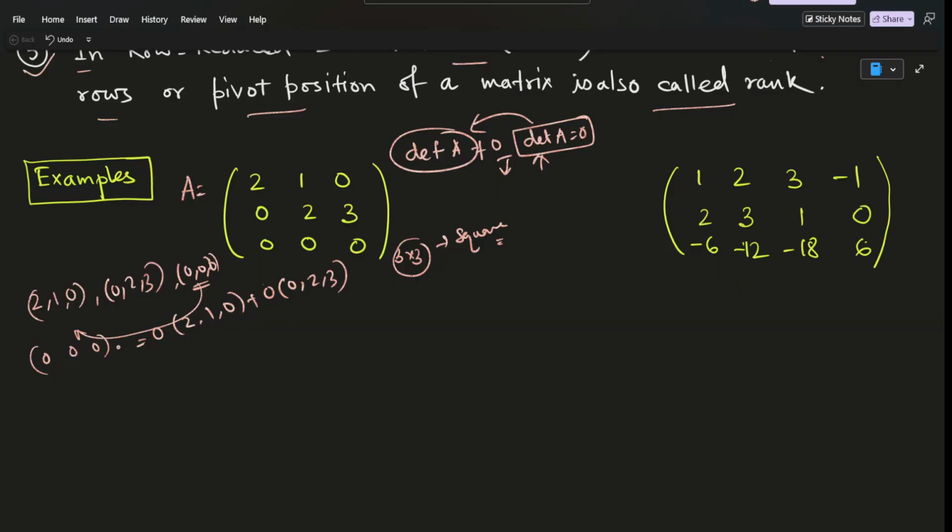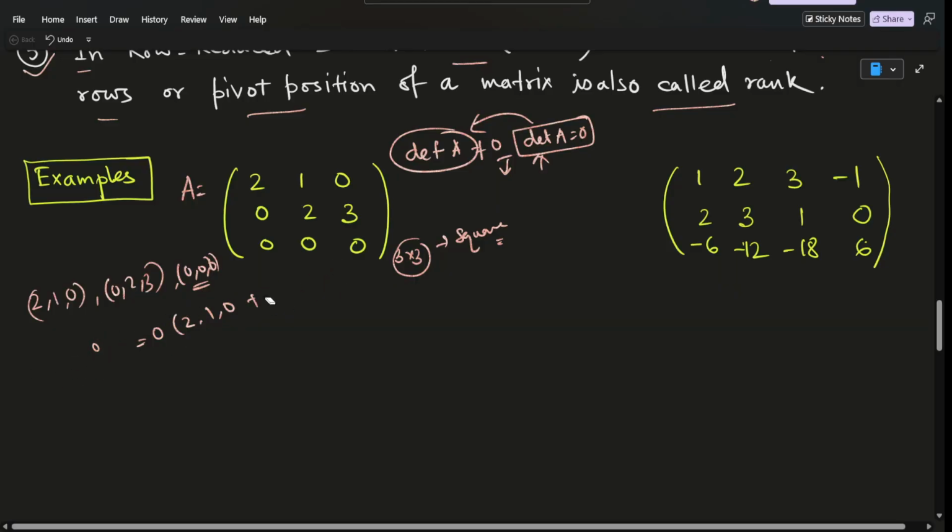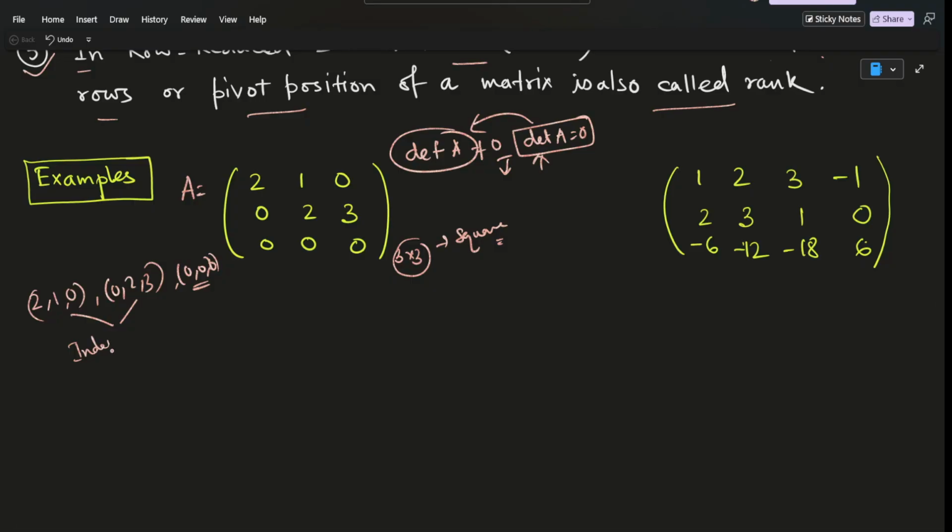So this is the linear combination basically. So we don't need to check this. So this 2 1 0 and 0 2 3, obviously you can say that these two rows are linearly independent, just by observing. Because you cannot write 2 1 0 as suppose alpha into 0 2 3. So that means these two rows are linearly independent.